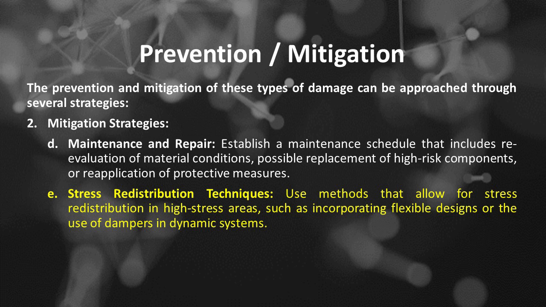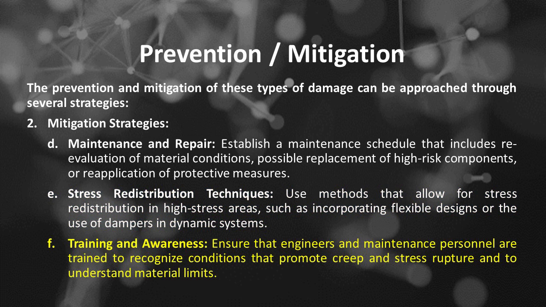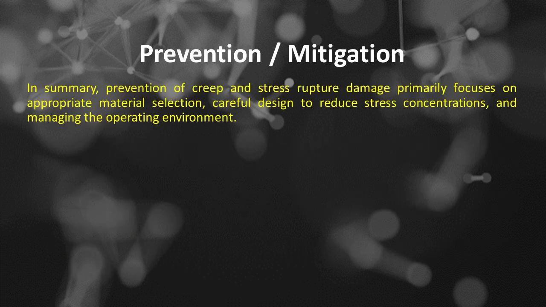in dynamic systems. The sixth of mitigation strategies to be considered is training and awareness. Ensure that engineers and maintenance personnel are trained to recognize conditions that promote creep and stress rupture and to understand material limits. In summary, prevention of creep and stress rupture damage primarily focuses on appropriate material selection, careful design to reduce stress concentrations, and managing the operating environment.